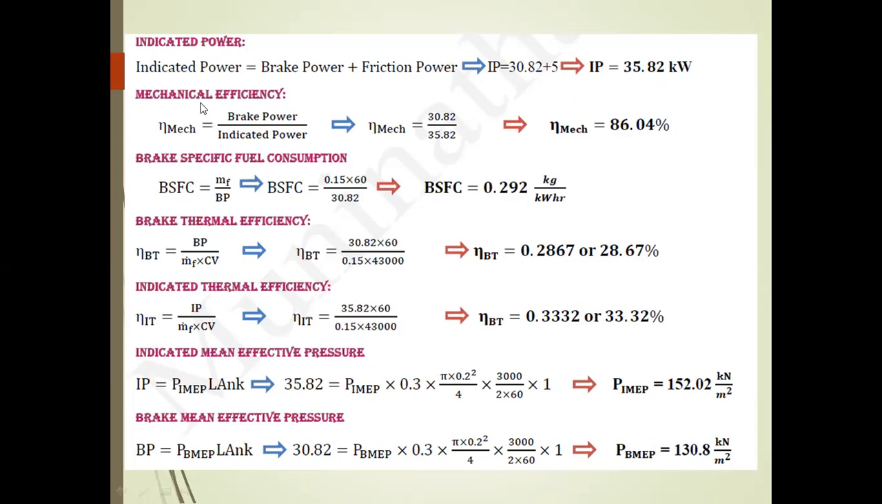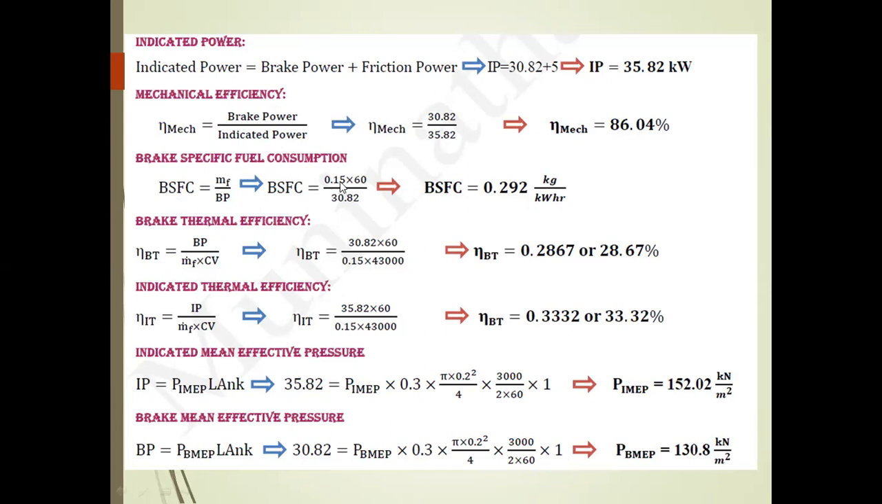Next, we can find the mechanical efficiency. The mechanical efficiency is the ratio of brake power divided by the indicated power. We know the brake power value is 30.82 and the indicated power value is 35.82. So finally we get the mechanical efficiency as 86.04%. Next, we can find the brake specific fuel consumption. The brake specific fuel consumption is the ratio of the mass of the fuel divided by the brake power.